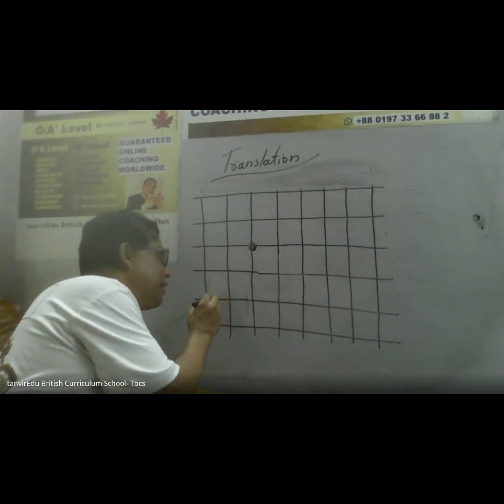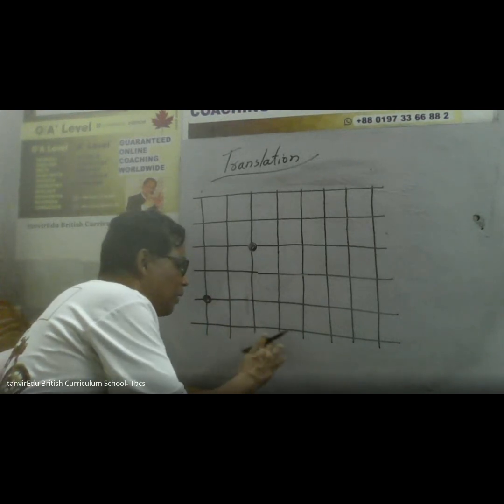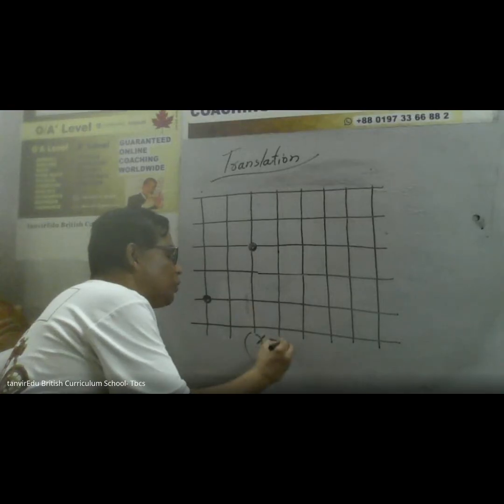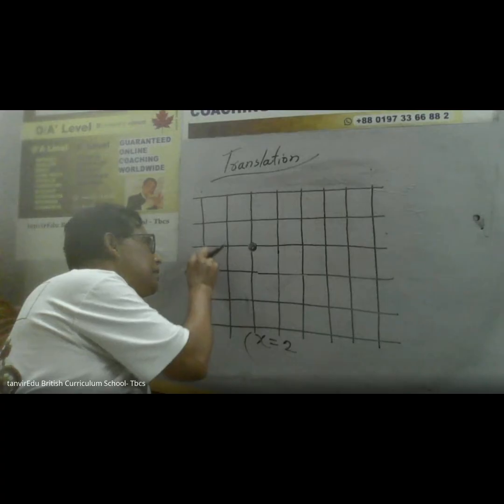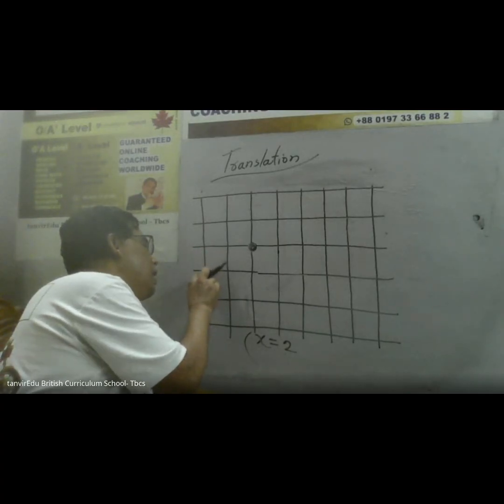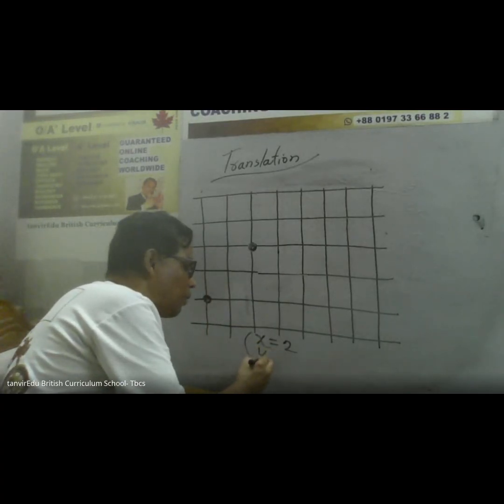So, x means, okay, 1, 2. So, x is equal to 2. And what is the y? This is the x and this is y. Y, 1, 2. So y is equal to 2.